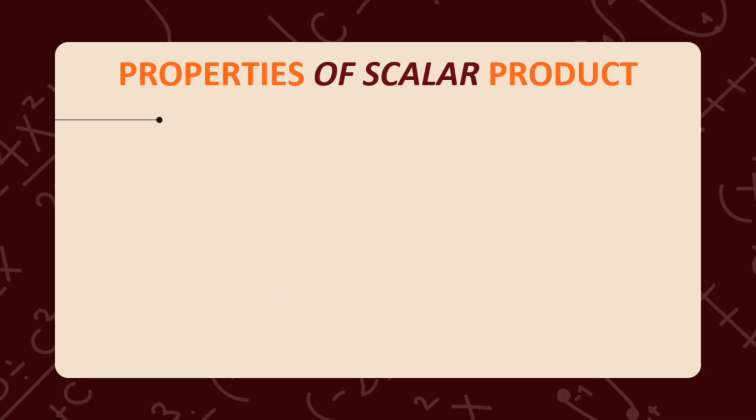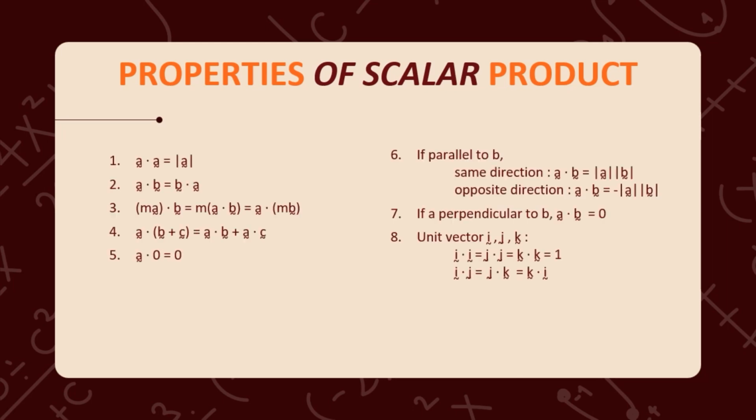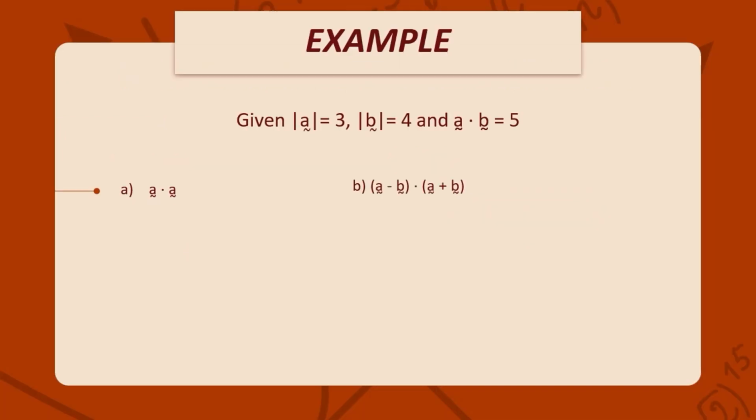We will go to the next, which is properties of scalar product. We have 8 properties of scalar product. Let's go to the example. Given magnitude of A equals 3, magnitude of B equals 4, and A dot B equals 5. For A, we will find A dot A. We are going to use the first property, which will be magnitude of A squared. So we substitute the value and we will get the answer 9. For B, we will use the fourth property. We will expand and substitute the given values and we will get the answer negative 7.